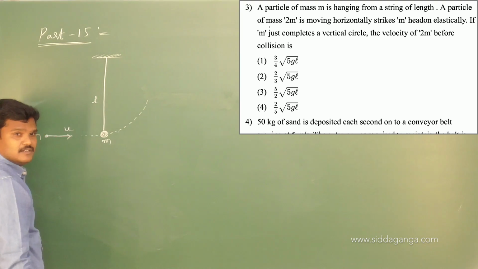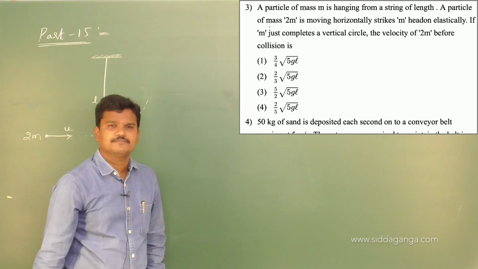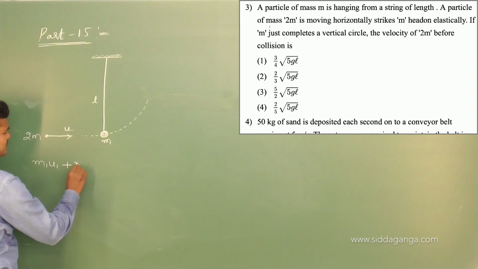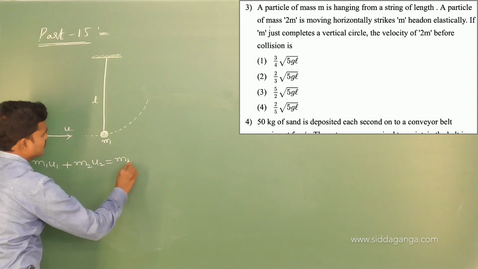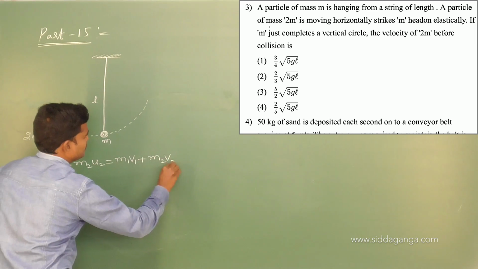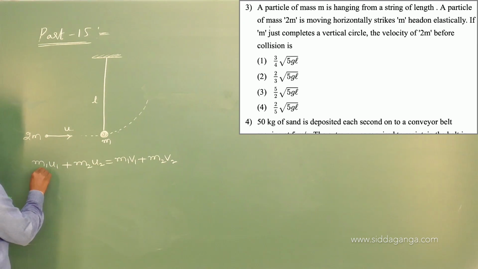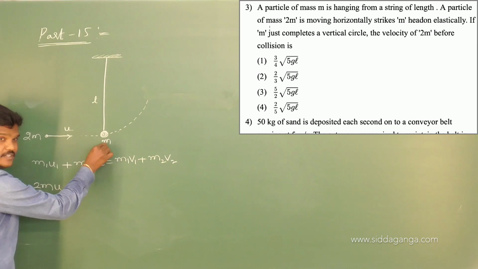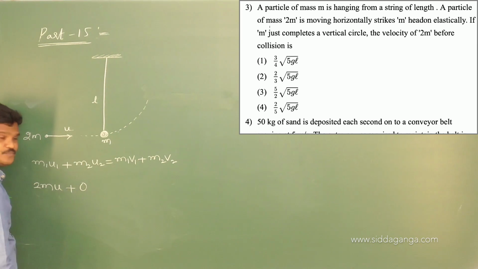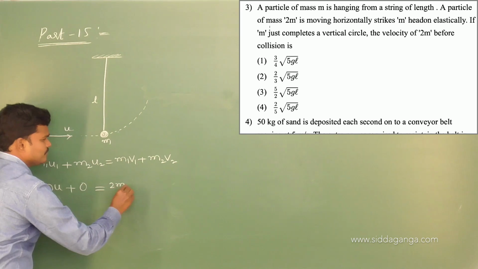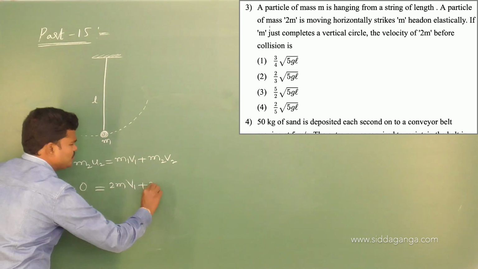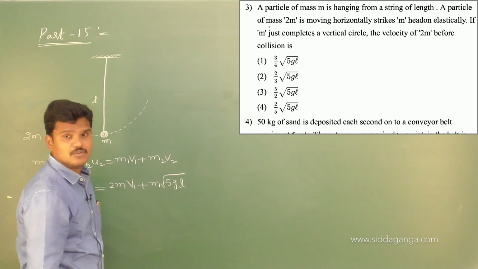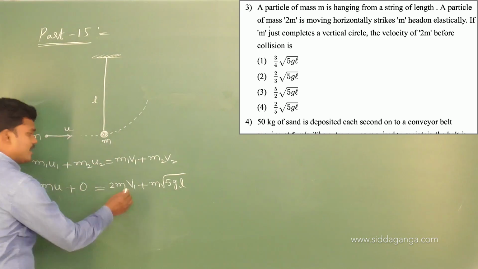To complete a vertical circle, the velocity of this one after the collision is root 5 g L. Now let me use a simple formula, conservation of linear momentum: m1 u1 plus m2 u2 equals m1 v1 plus m2 v2. m1 is 2m, u1 is u, m2 is m, and initially it is at rest, so u2 is 0. v2 is root 5 g L. Okay, and let us find this v1 value.